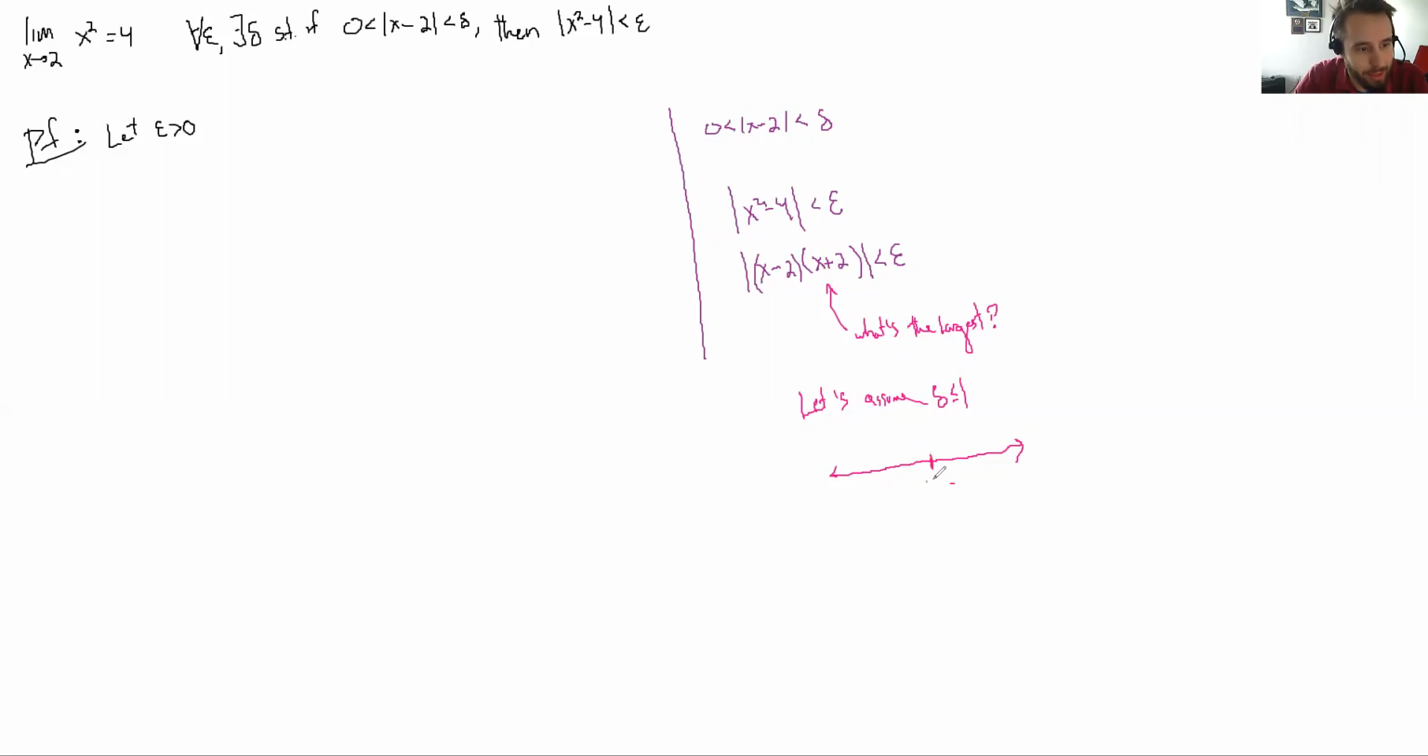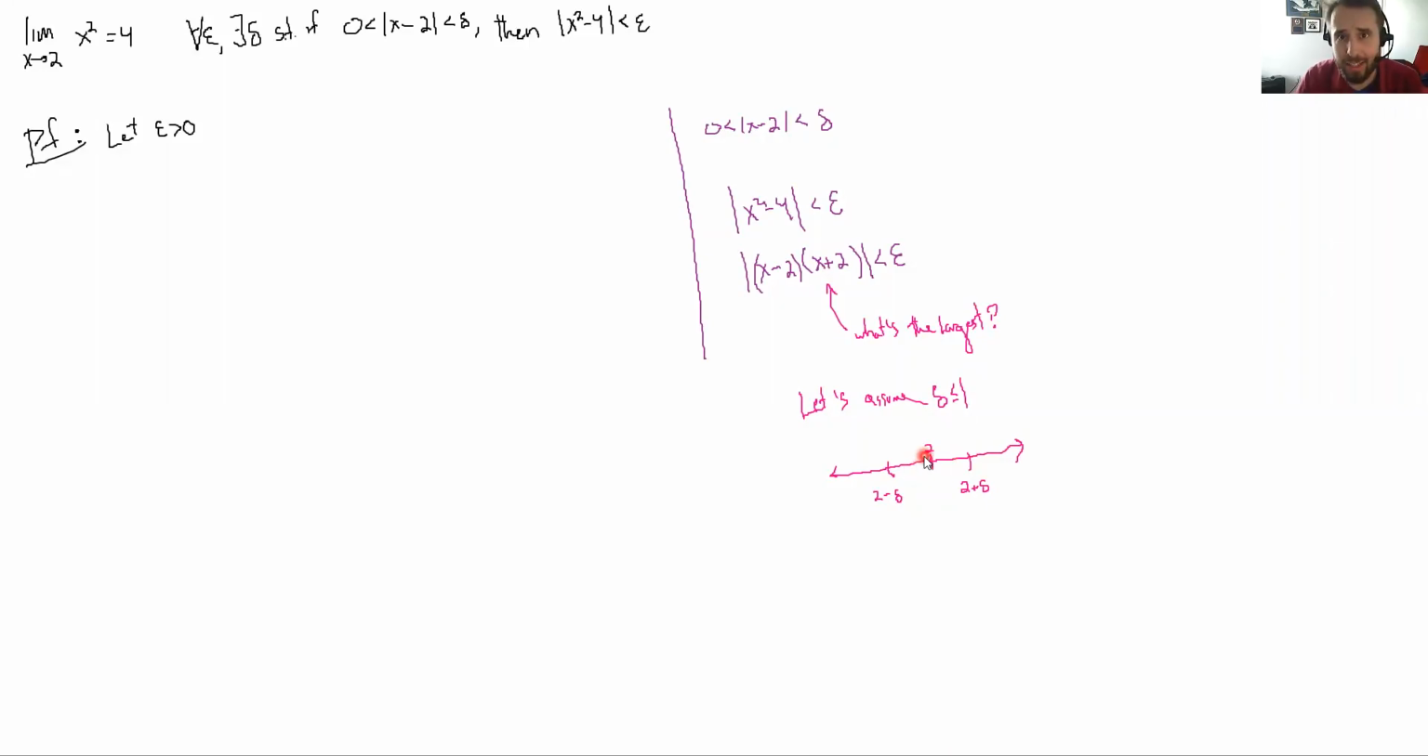to saying that I'm only looking at x values that are within a range of 2 minus delta up to 2 plus delta. Or in other words, let me get our 2 back in there. If this is our number 2, then I'm only really looking at numbers in this range right here.